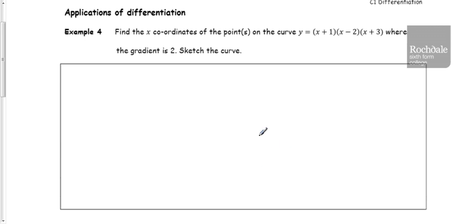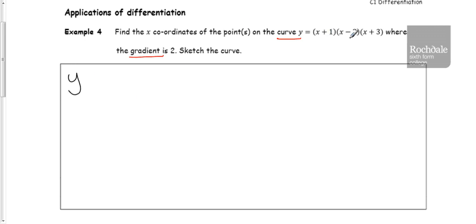Differentiation, example 4. This time we are applying differentiation to help us to find the x-coordinates of the points on this curve where the gradient is 2. So we have a curve and we are finding the gradient. That's a clue to use differentiation.